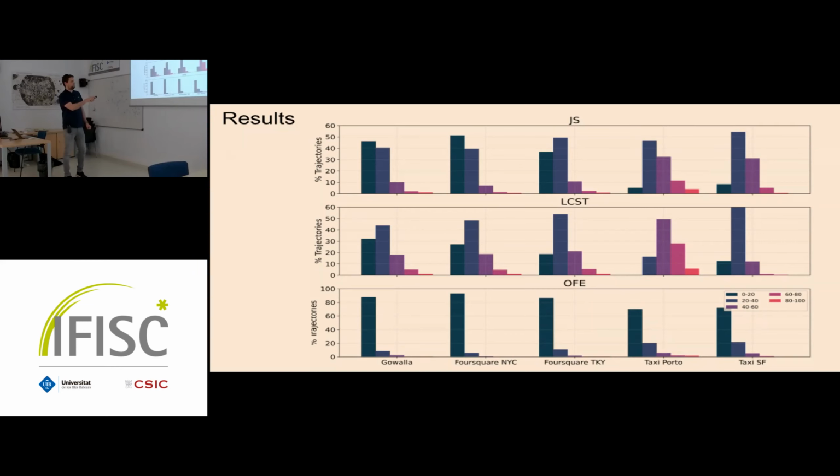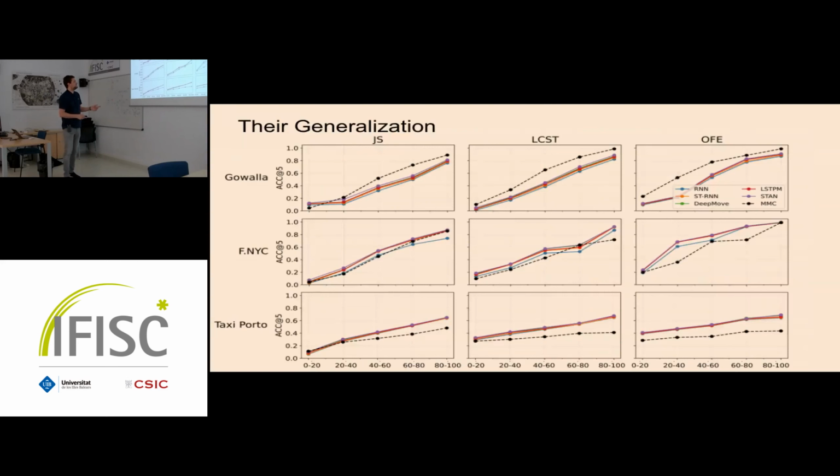But indeed, there are many 20–40 and so on. And we have the same behavior with the overlap from end here. This is interesting because we evaluate the model according to accuracy, so how many times I predict the correct next location, and we divided the test sets according to such bins. As you can see here, on the y-axis you have the accuracy, and each point is a bin according to the x-axis.